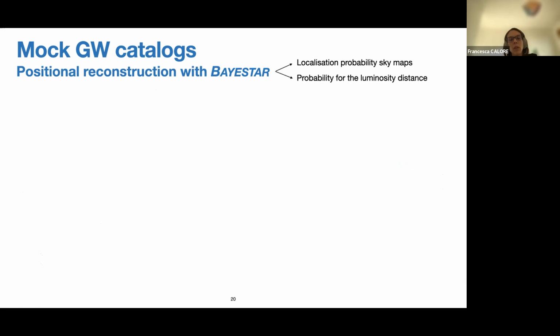So as I said, we really try to be realistic in the detection pipeline. We also run BBH-LSS, which is a fast Bayesian position reconstruction algorithm that on the one hand gives us the localization probability sky map. So for each event, we can get the localization error and the confidence area of this localization. And then we can also get the posterior probability for the luminosity distance.